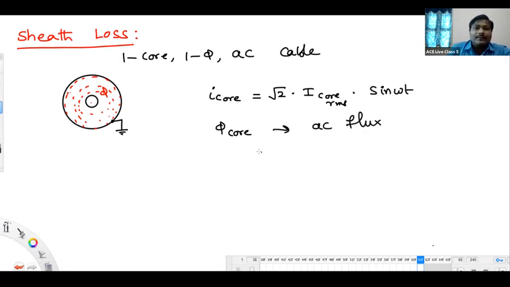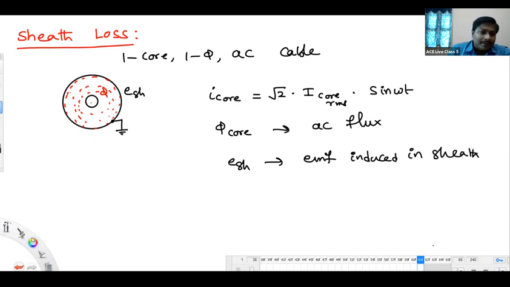Next step: that flux interacts with the sheath, causing an EMF in the sheath, ESH, the EMF induced in the sheath. Because of that EMF, the sheath is going to carry some current which is diverted to ground, of course. You can call that the sheath current, ISH.